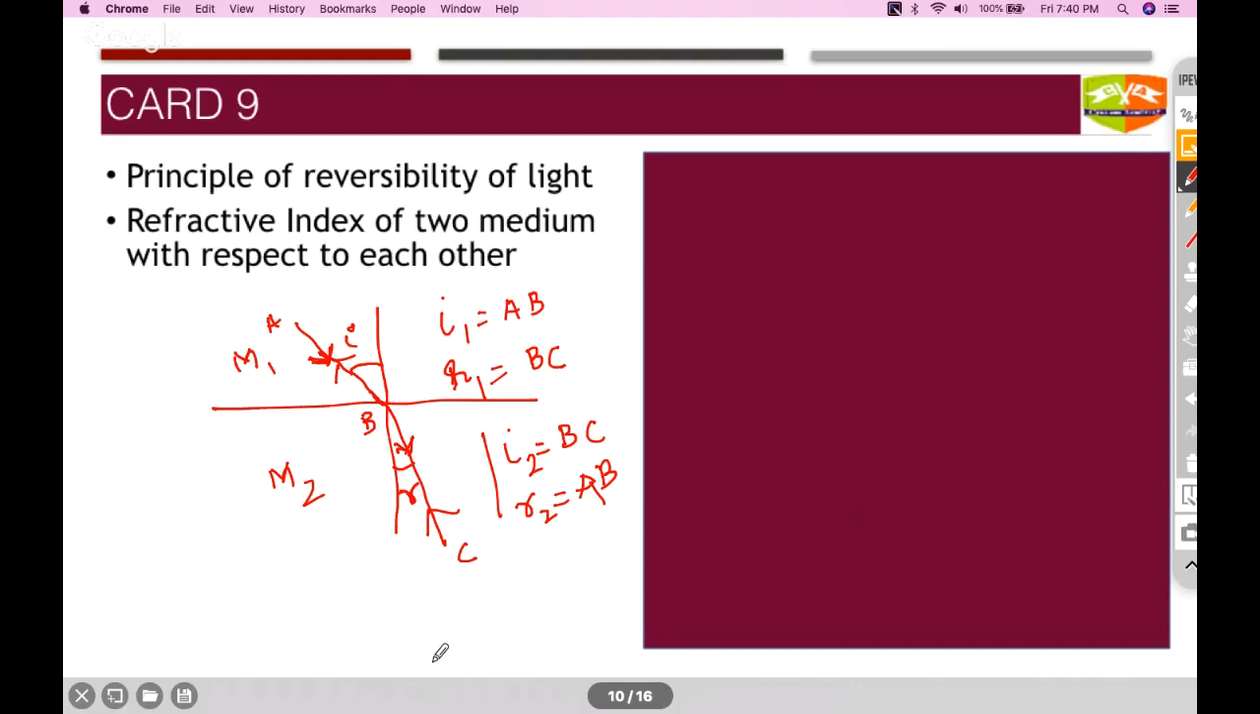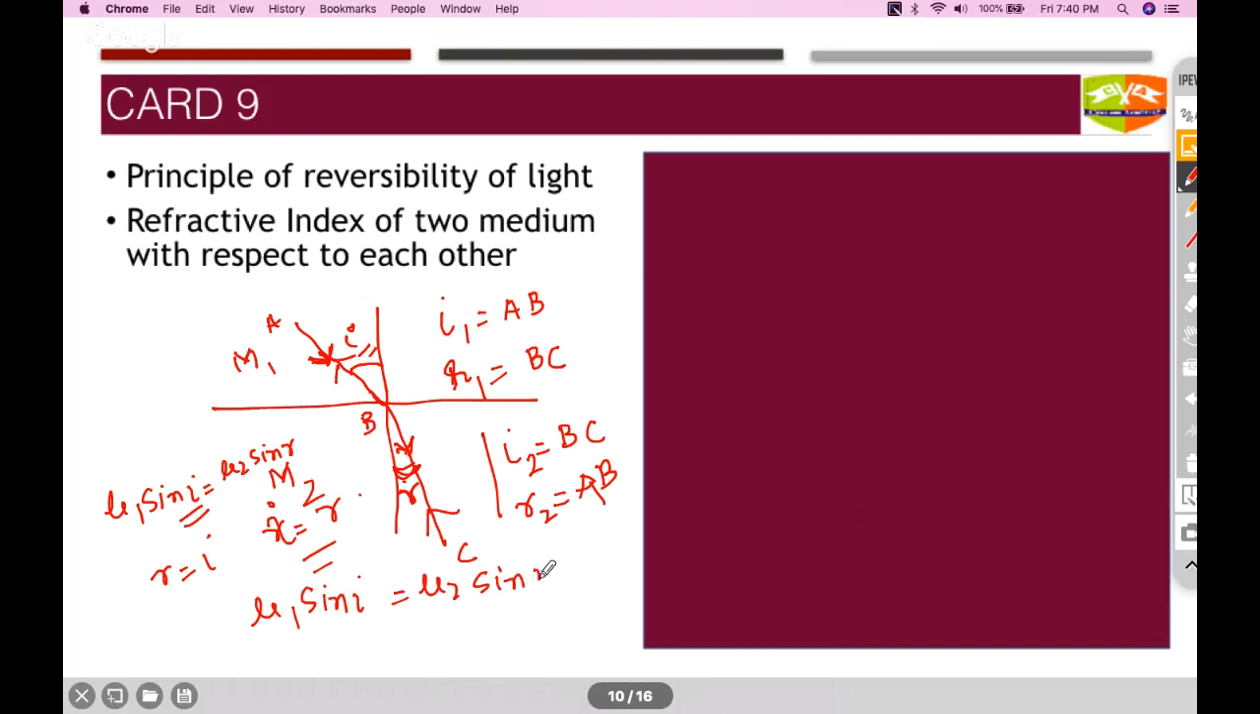Now how do you prove it? You can take mu1 sine I is equal to mu2 sine r, and you can assume this to be I, this will come out to be r. Now suppose r is equal to I, so this I will come out to be equal to r. So mu1 sine I is equal to mu2 sine r, and if I make mu2 sine I, so this I'll have to make it from the other side, or sine I1. So from the other side this I will convert to r. So this is how you prove this.